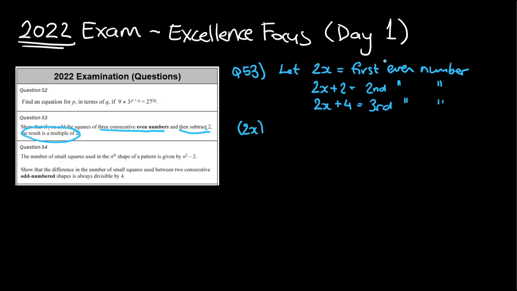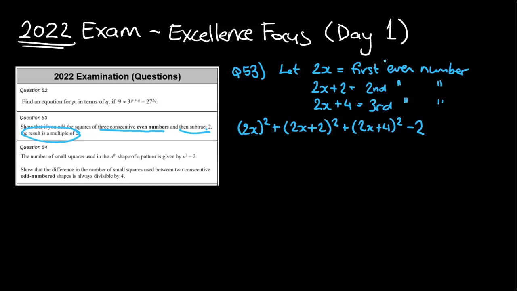So we're going to have 2x squared. We're going to add the next one, which is 2x plus 2, that's going to be squared. And then finally, we need to add them together, 2x plus 4 squared, and then we're going to go minus 2. So that's my expression here.